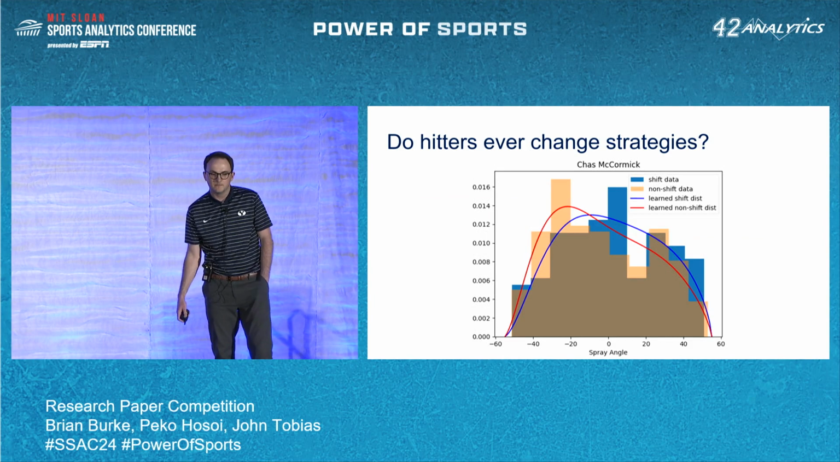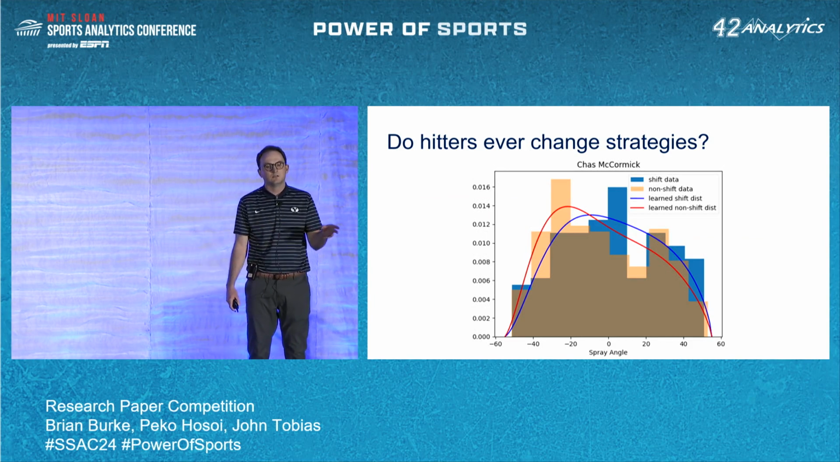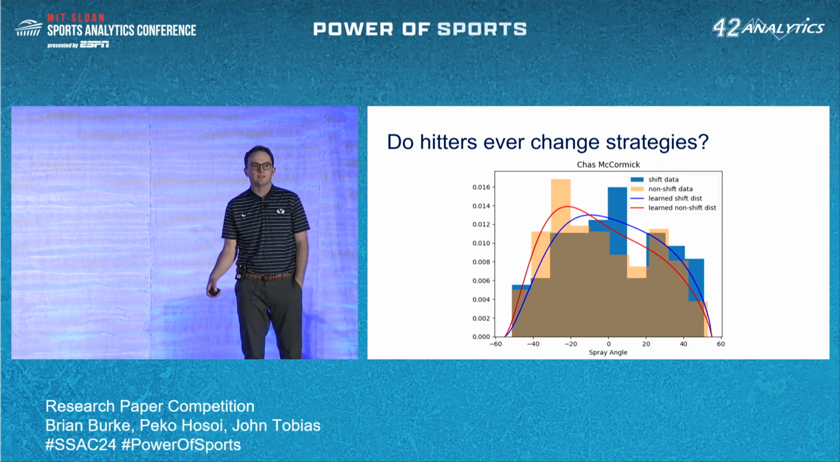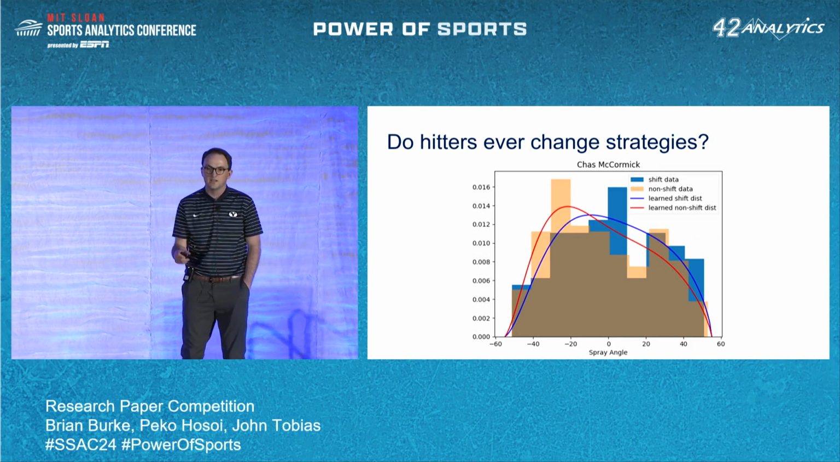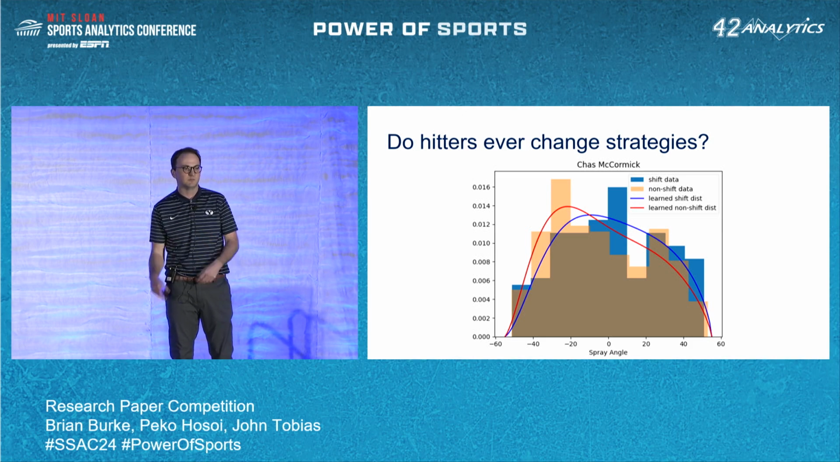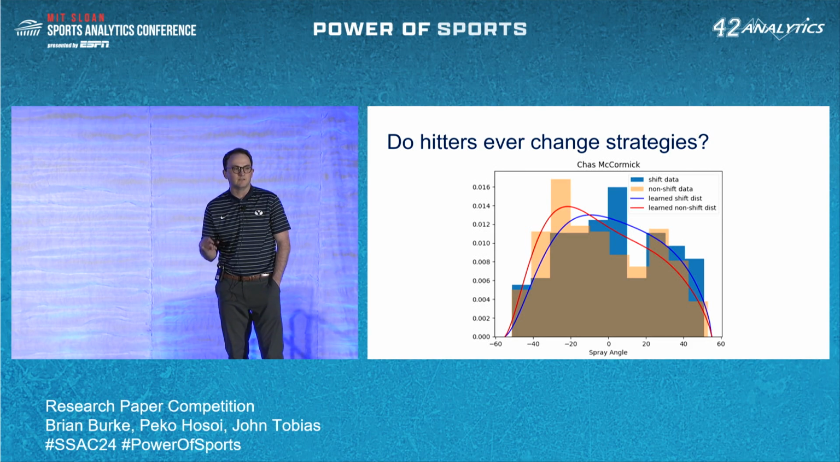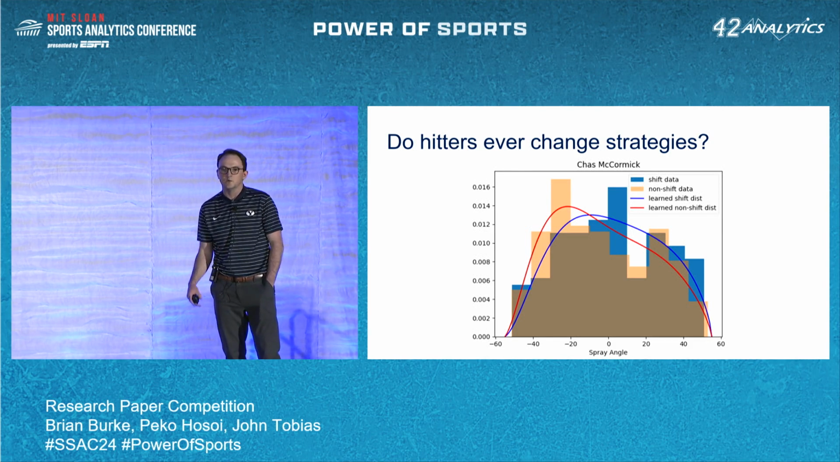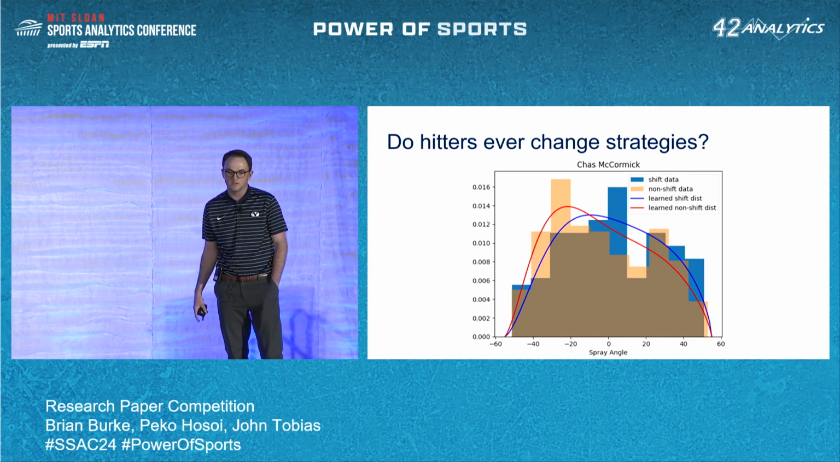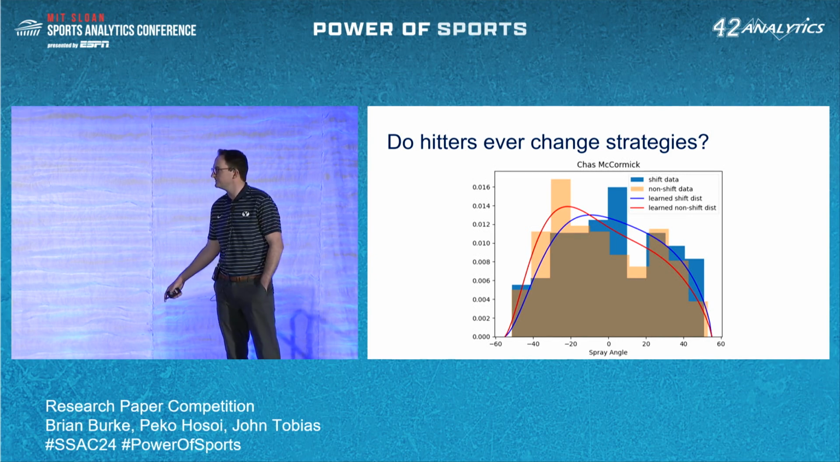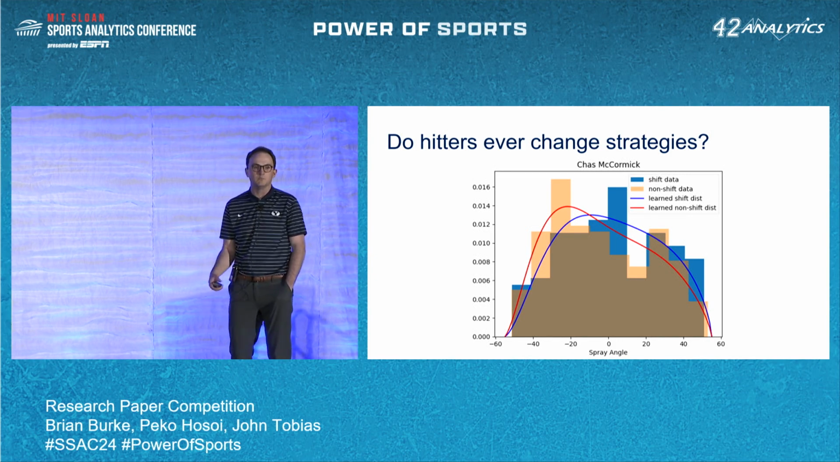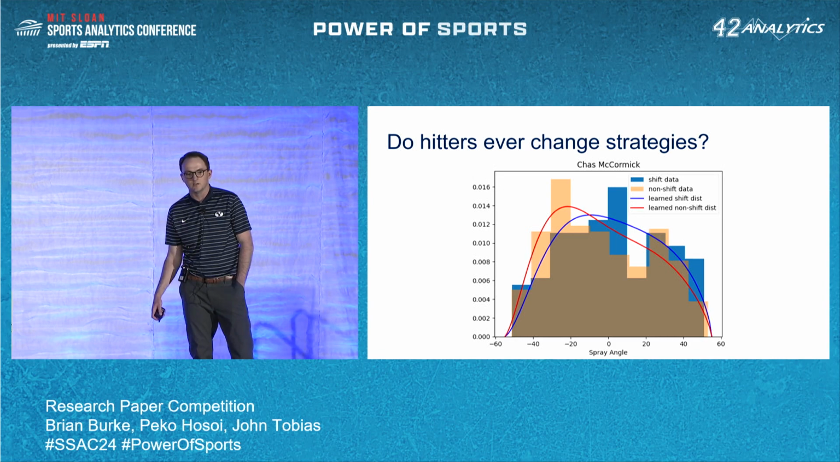And what we did, we took all of the data. So this is pre-2023 shift ban. We took all the data where batters were shifted against and all the data when they were not shifted against. And for each batter, we fit separate spray angle distributions to those 2 data sets. And for most batters, we found that they're pretty similar, meaning they're not changing their spray angle significantly when a shift is on versus when it's not on. But we found a handful of hitters, like Chas McCormick, who we show here on this slide, who appear to go more oppo when a shift is on versus when it's not on.